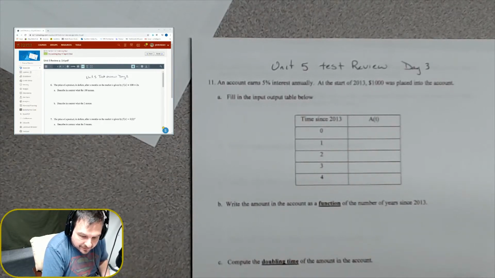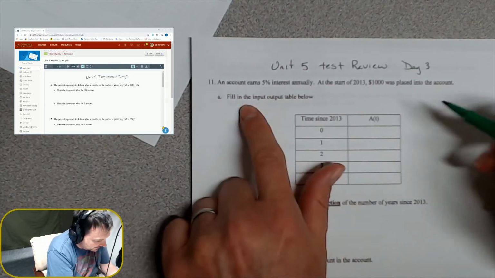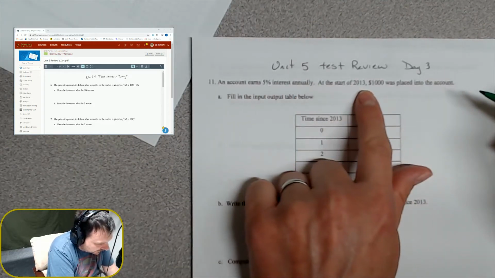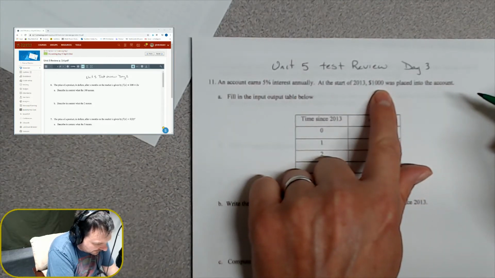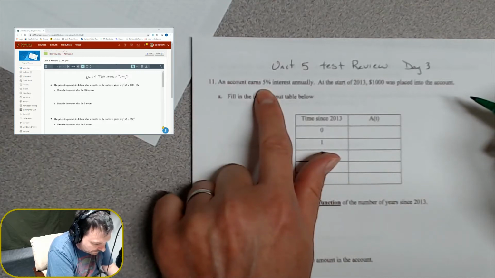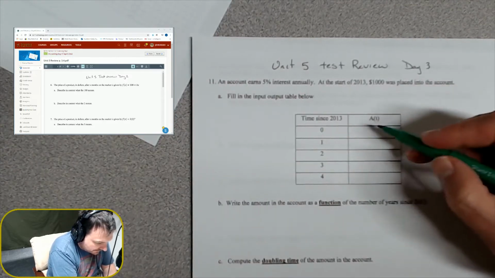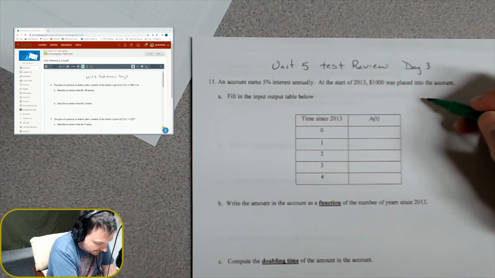This is what we did yesterday. Okay, so look what we did. Fill out the table. We start with $1,000 placed in an account that earns 5% annually. Now remember what the equation is.